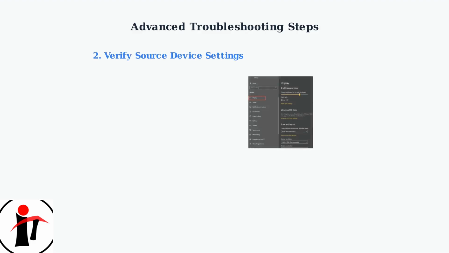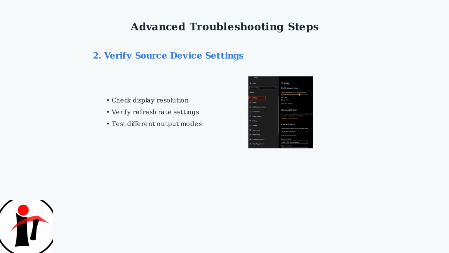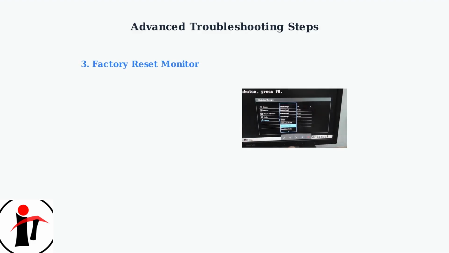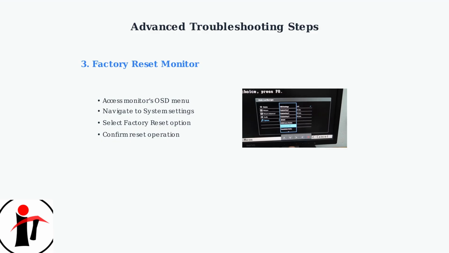Next, verify your source device's output settings. Resolution and refresh rate compatibility issues are common causes of display problems that are often overlooked. If compatibility issues persist, try performing a factory reset on your monitor. This reverts all settings to their default values and can resolve configuration conflicts.